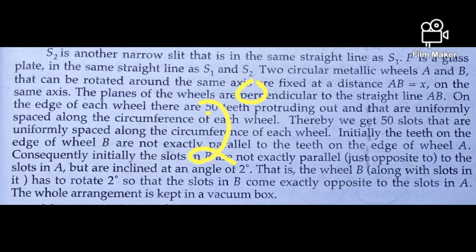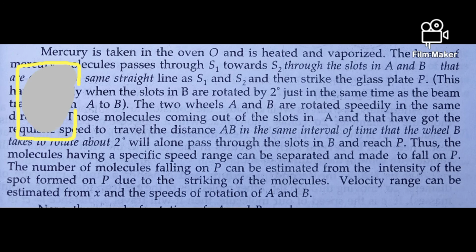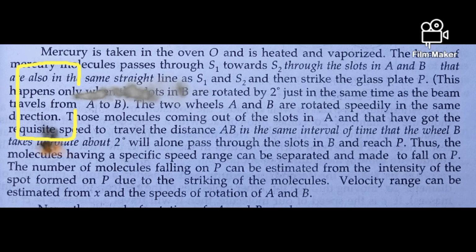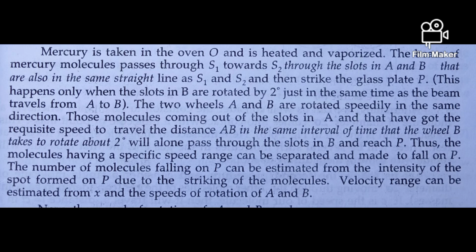That is, the wheel B has to rotate 2 degrees so that the slots in B come exactly opposite to the slots in A. The whole arrangement is kept in the vacuum box. Mercury is taken in the oven O and is heated and vaporized. The beam of mercury molecules passes through S1 towards S2 through the slots in A and B that are also in the same straight line, as we discussed above, and then strikes the glass plate P.